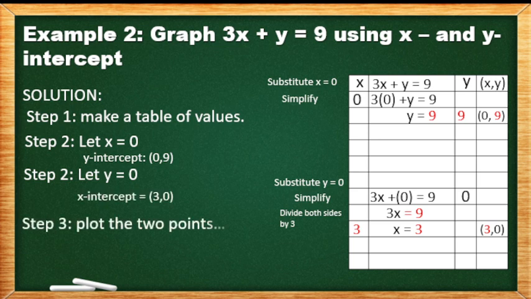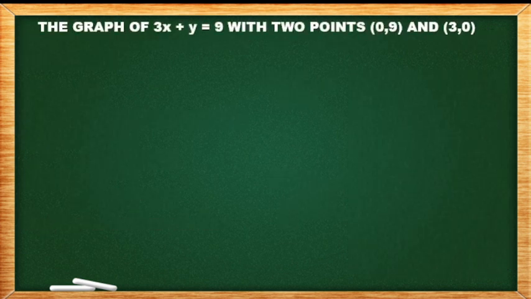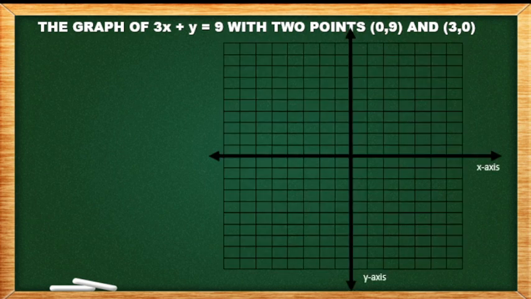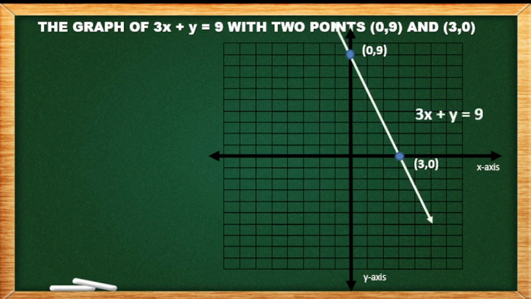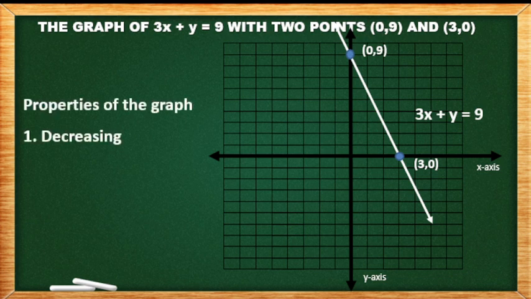Then, ipa-plot na natin. Okay. (0, 9), y-axis. Kasi y-intercept nasa taas. (3, 0) nasa right side ng x-axis. So, ayan. (3, 0), (0, 9). Construct a line. So, this will be the graph of 3x plus y is equal to 9. Properties. Decreasing. The slope is negative.